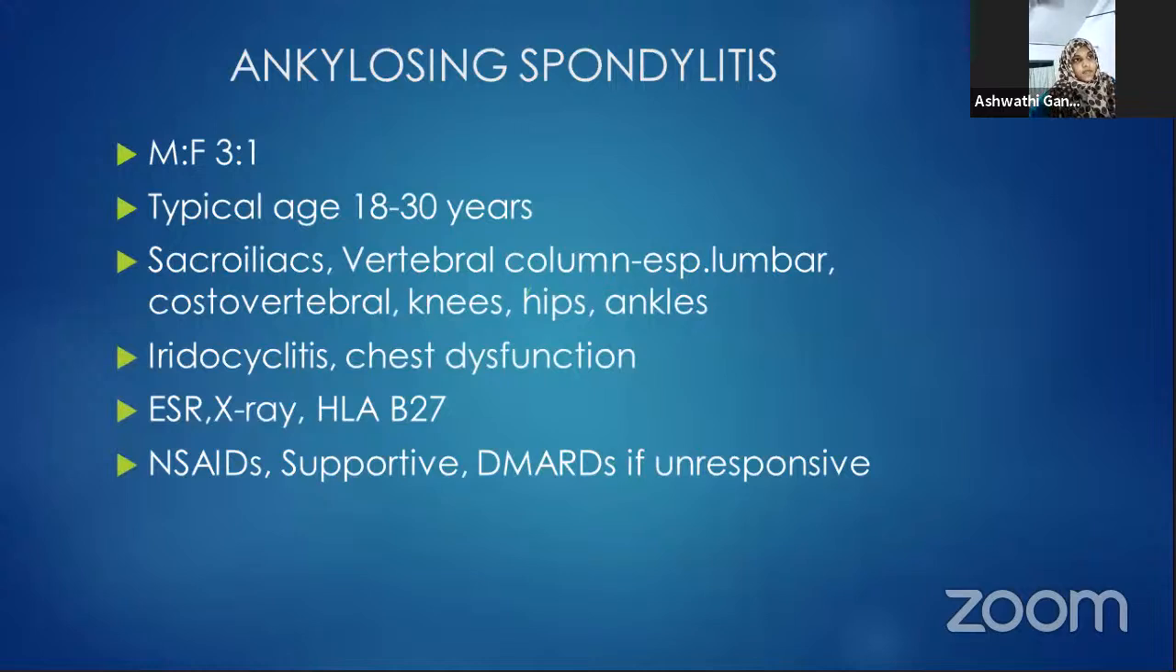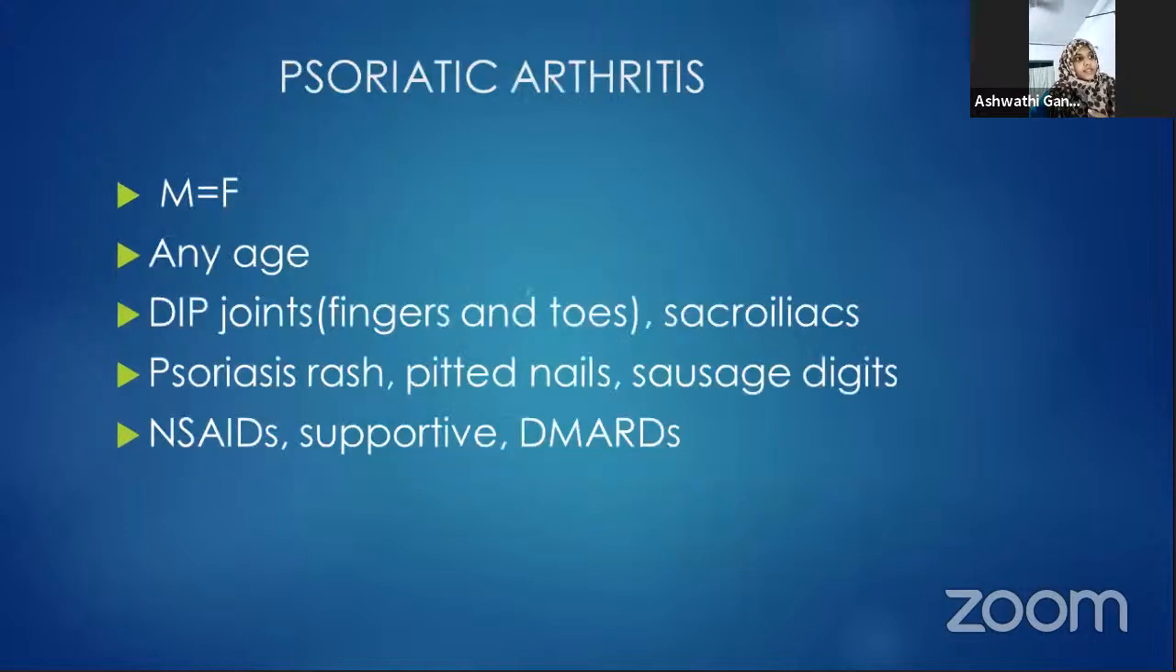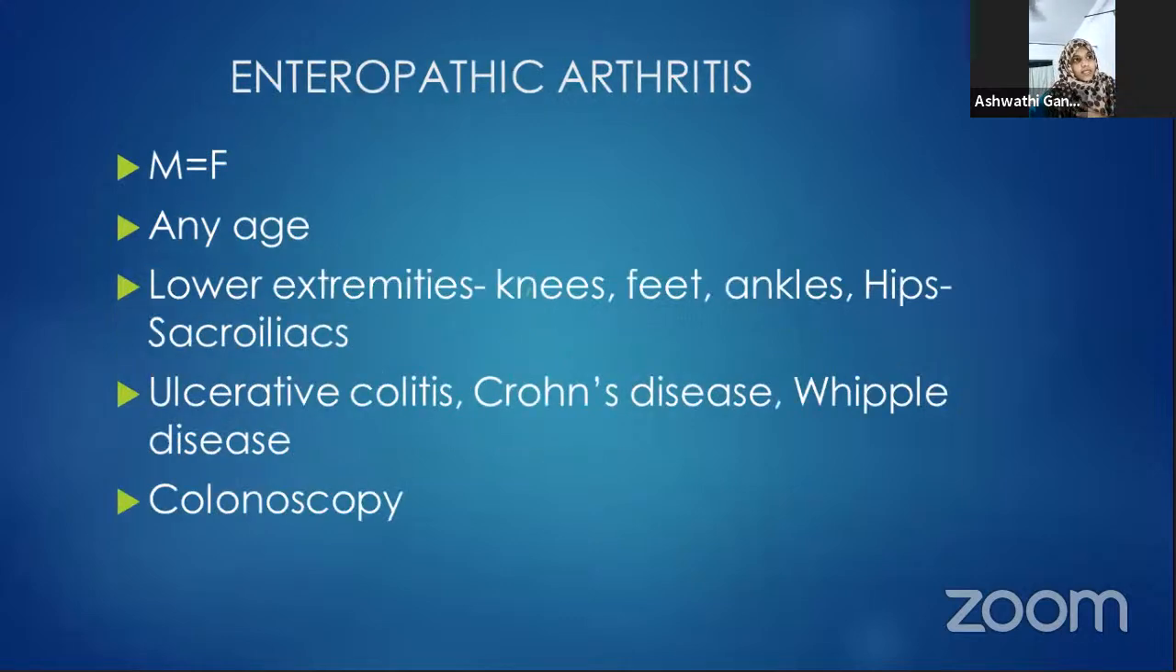Then psoriatic arthritis, we have to ask the history of psoriasis in the family, psoriasis in the patient itself, any medicines, then skin manifestations, sausage digits, pitted nails. These all will be clues. It can occur at any age, and males and females are equally affected. NSAIDs, supportives, and DMARDs are given. Then enteropathic arthritis is arthritis seen in patients with inflammatory bowel disease, ulcerative colitis, Crohn's disease, etc. Here also, as in every spondyloarthritis, lower extremities are most commonly affected. Colonoscopy can diagnose ulcerative colitis, Crohn's disease, and all.